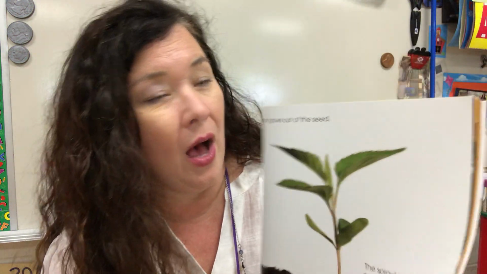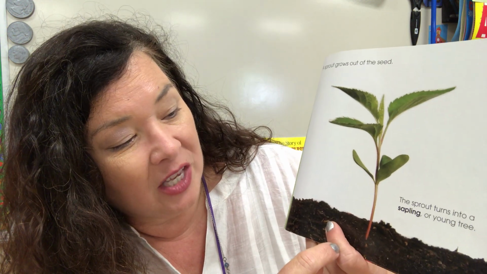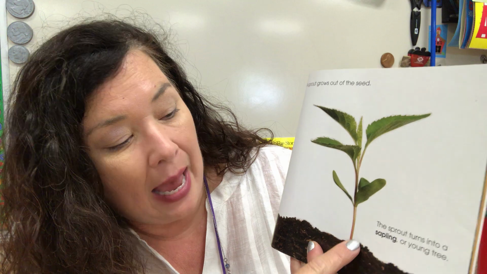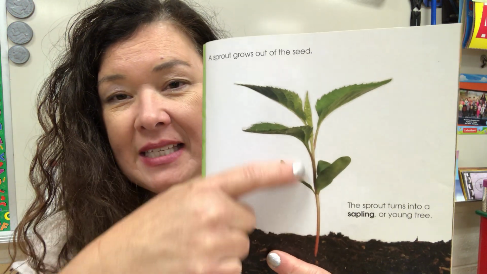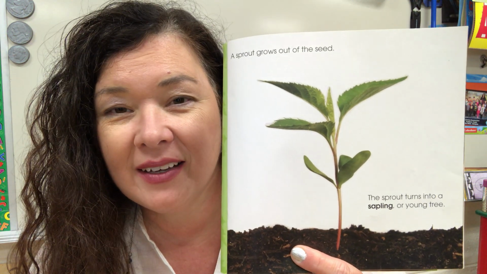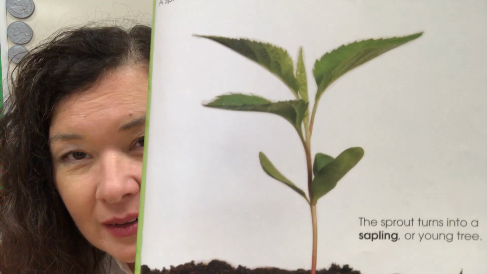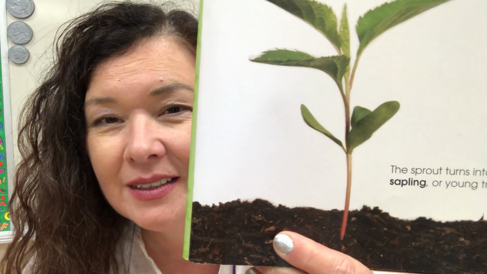A sprout grows out of the seed. The sprout turns into a sapling or a young tree. A sapling is another word for a little baby tree that's growing. Do you see him? You can see he's got like almost wood right here. As he gets bigger, it'll turn harder and get darker and thicker.